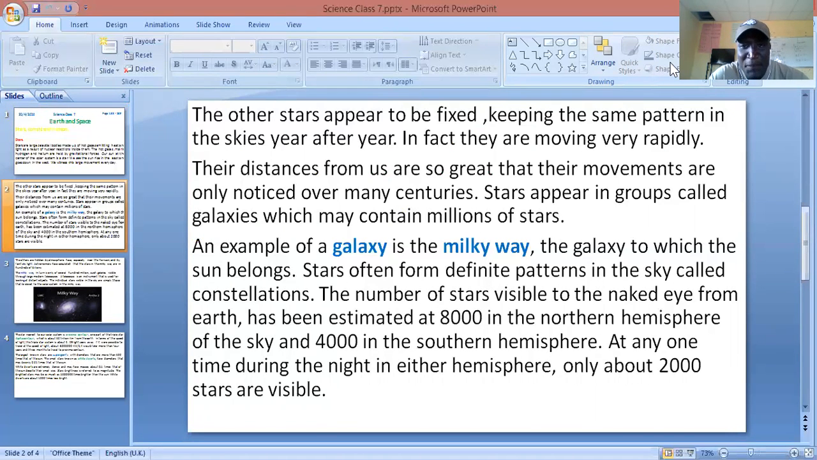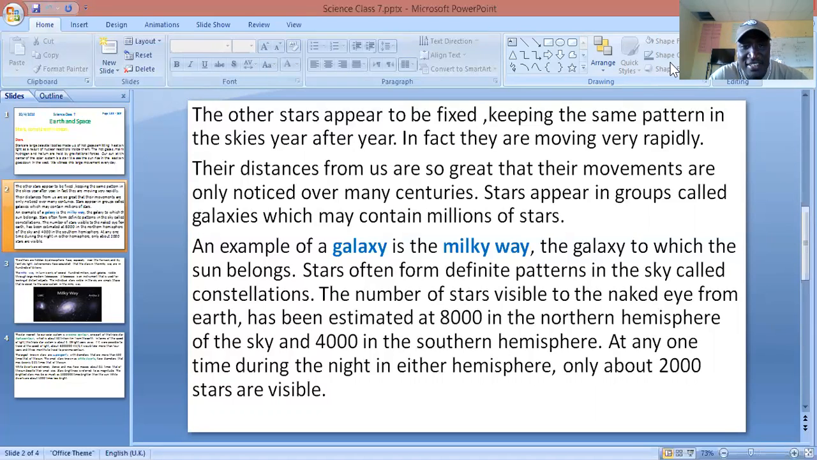The other stars appear to be fixed, keeping the same patterns in the skies year after year. Meaning, they keep the same movement in the skies year after year. In fact, they are moving very rapidly. When we talk about moving very rapidly, they are moving very fast.